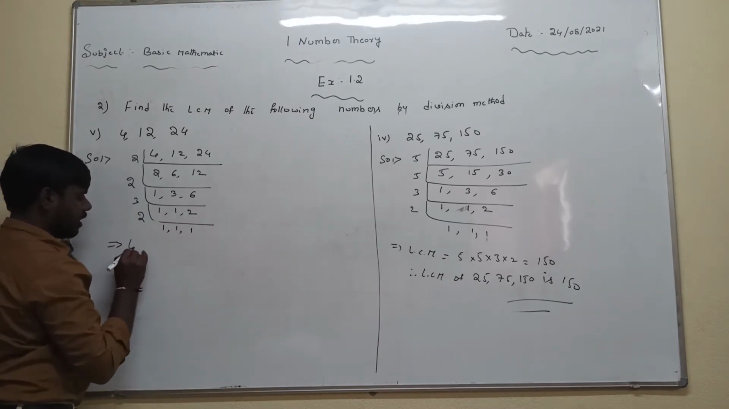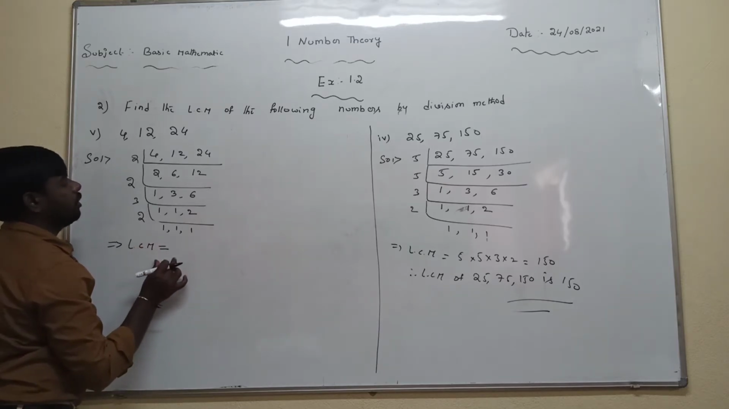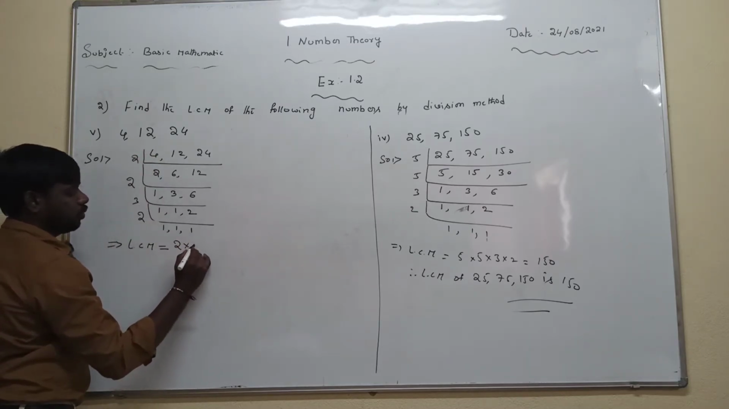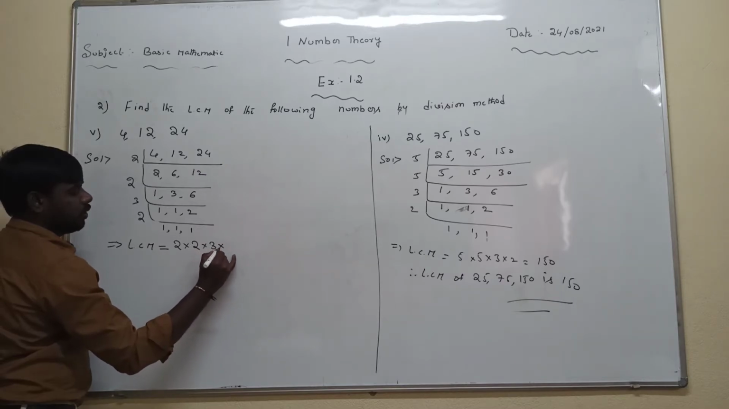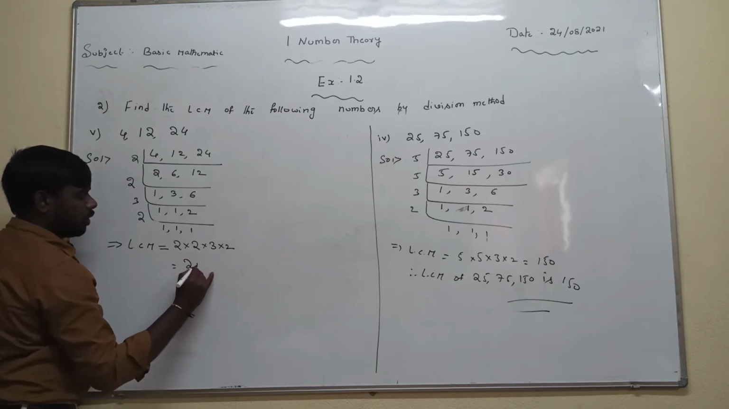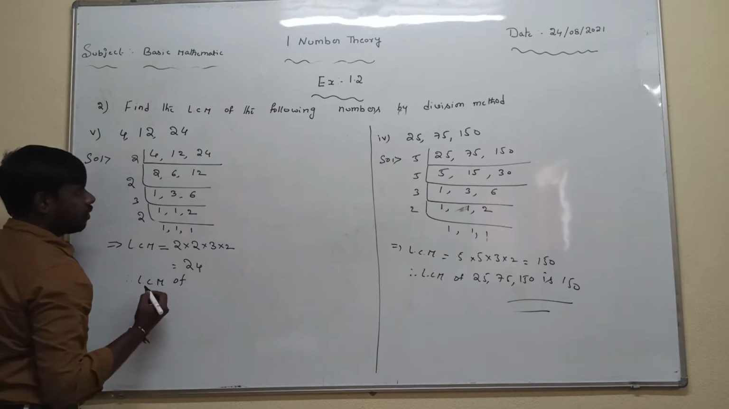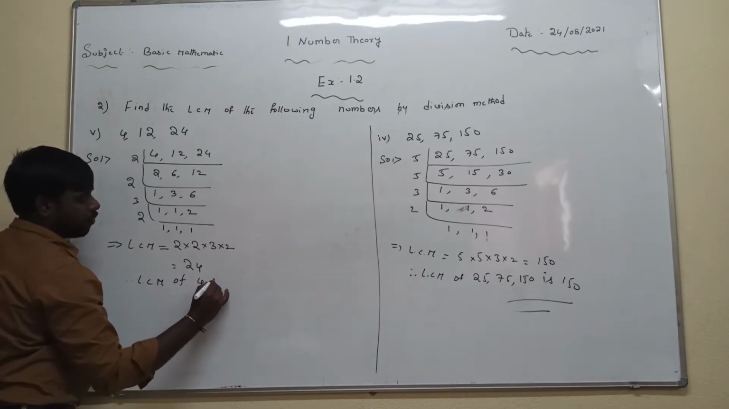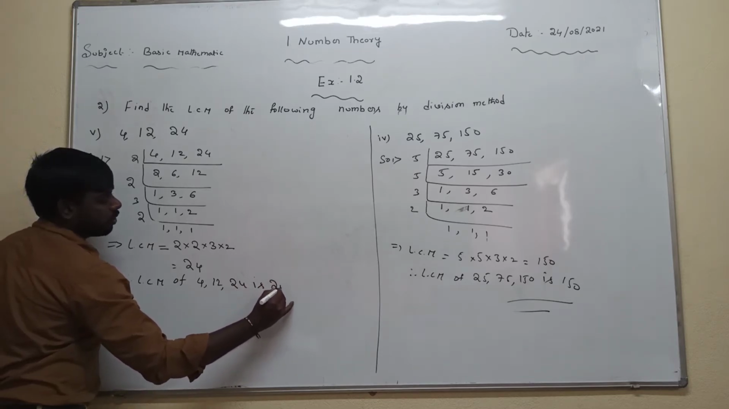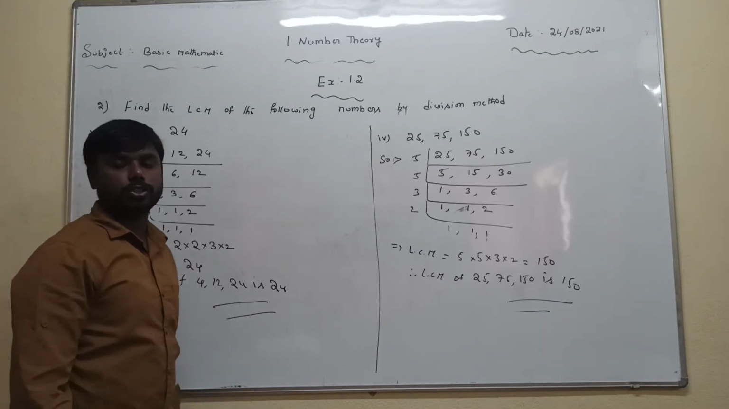Then LCM is equal to the product of all the divisors. What are the divisors here? 2 into 2 into 3 into 2. Now 2 2s are 4, 4 3s are 12, 12 2s are 24. Therefore, the LCM of 4 comma 12 comma 24 is 24. This is the solution of this question, dear students.